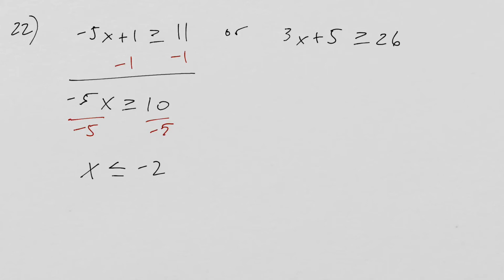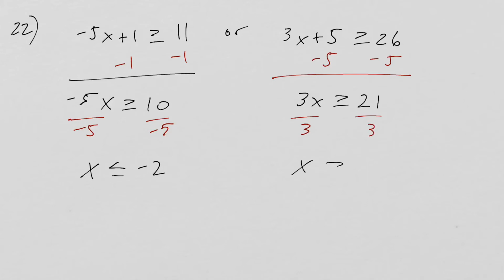So now let me go to the other side. I'll start by subtracting 5, and I'll get 3x ≥ 21, and then I'll divide by 3, and I'll get x ≥ 7. So when I sketch this graph as a practice, I put -2 here and 7 here.